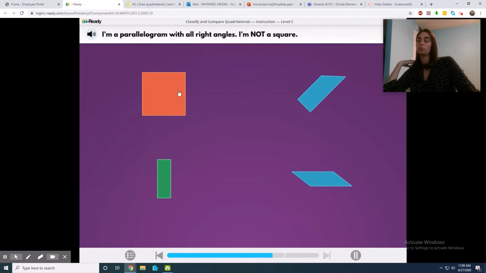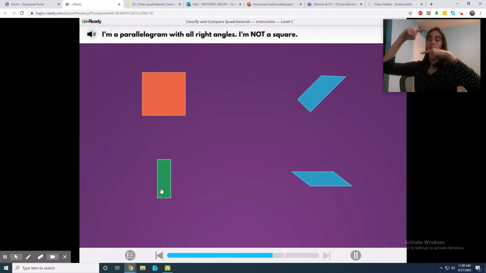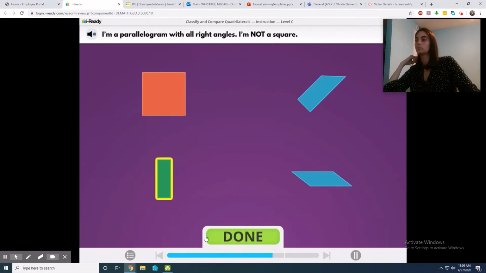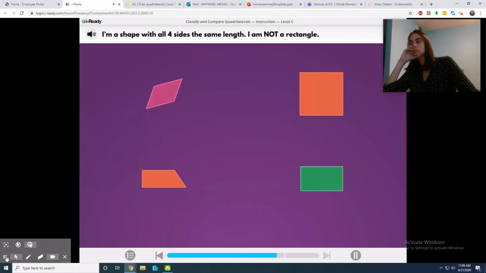So here's a square, so it can't be that one. All right angles. So if I look at my rectangle, it has all right angles, and it is a parallelogram because the bottom and the top are the same, and the sides are the same. So all four sides are the same length, but it's not a rectangle.